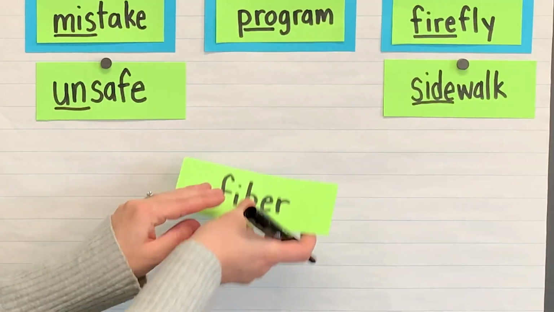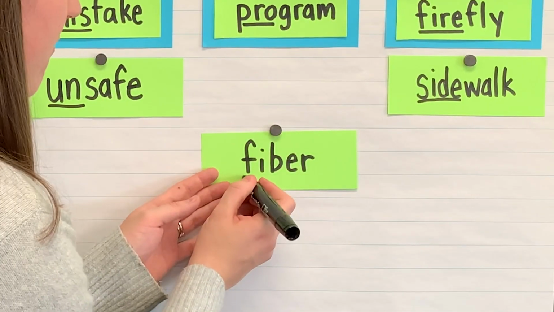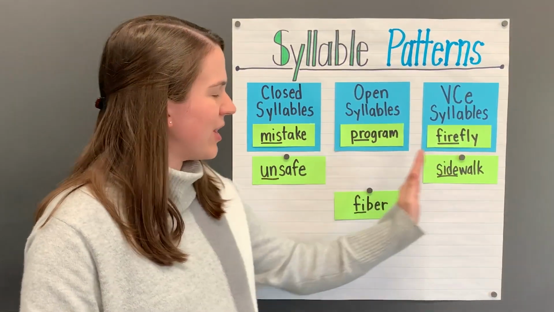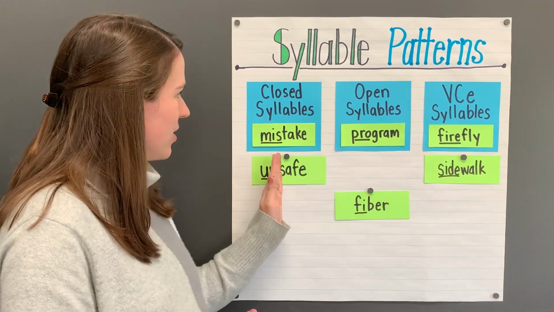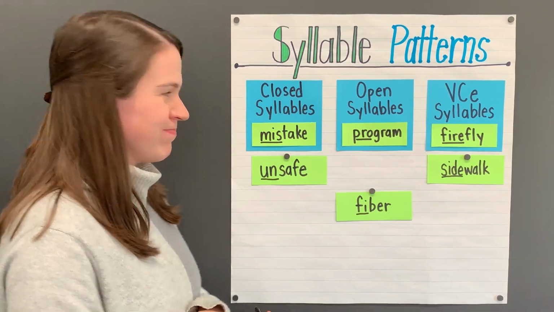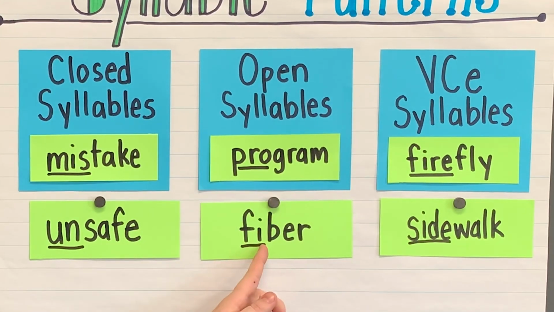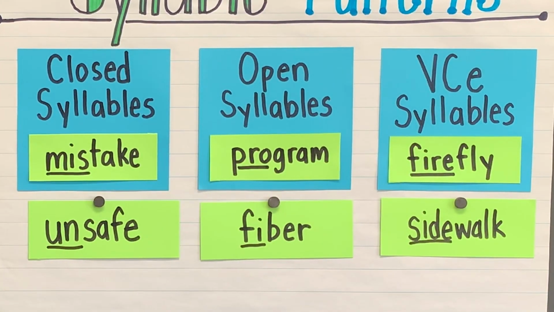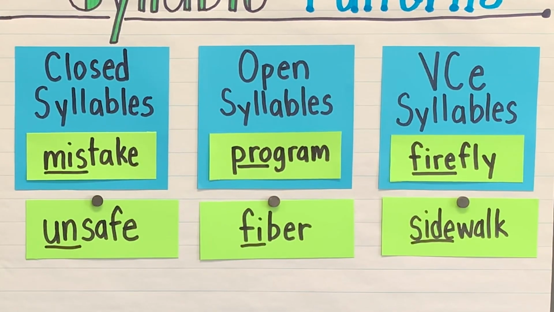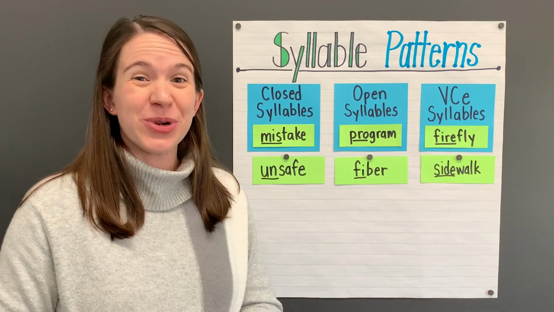Let's keep going. Here's a new word. When I look at this word, I see the first syllable, fi. Looking at that first syllable, which column would you put it in? Would you put it in the closed syllable, the open syllable, or the vowel consonant E syllable column? This word belongs in the open syllable column because the vowel I is at the end of the syllable, just like the vowel O in pro is at the end of the syllable. Let's read this word together. Fiber, fiber. This word is fiber.